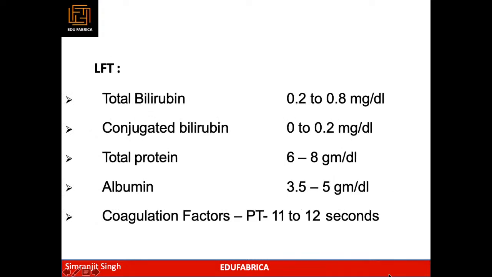So in the LFT, this liver function test, the total bilirubin values are 0.2 to 0.8 milligram per deciliter. Then conjugated bilirubin values are 0 to 0.2. These are the normal levels: total protein 6 to 8, albumin 3.5 to 5, and the coagulation time 11 to 12 seconds.